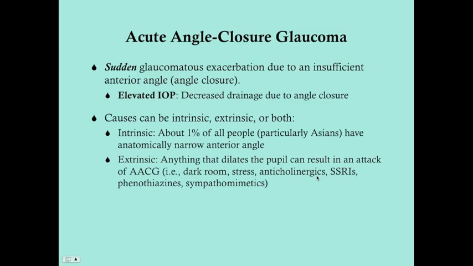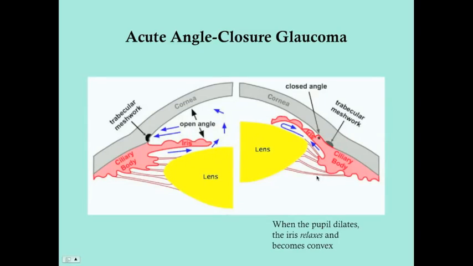And the reason for this has to do with the tautness of the iris and the trabecular meshwork and the ciliary body, and it's a very complex, involved anatomic, pathophysiologic process. So I don't want to stress it too much here, but anything that dilates the pupil can result in an attack of acute angle closure glaucoma. So that is something worth remembering.